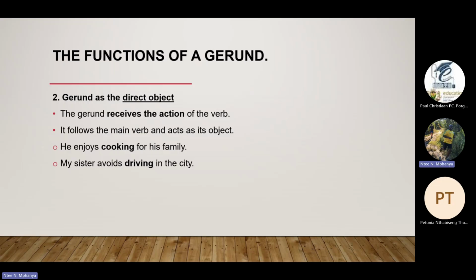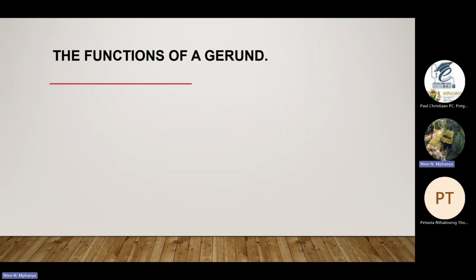My sister avoids driving in the city. The main verb here is avoids, and then driving acts as its object. So driving receives the action of avoid. Therefore, it is a gerund because it ends in ing.